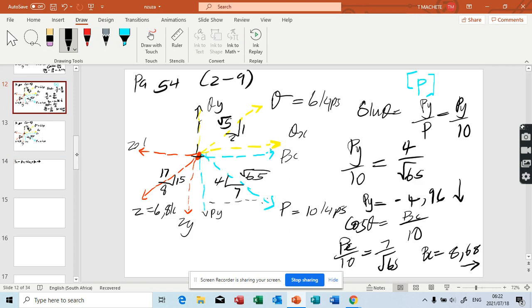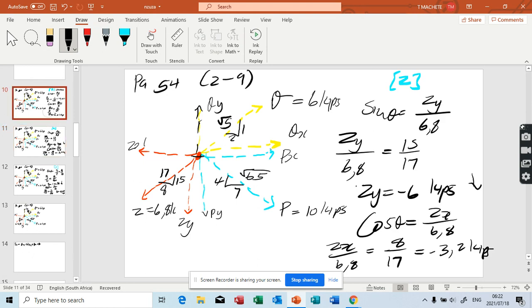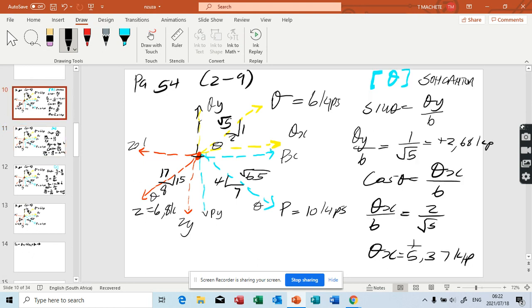We need to be careful now. And we need to be sure that all our values are correct. Otherwise, we're gonna have a problem. When you add those values and the signs as well, you have to put the signs as well. So now let's start. Let's go.